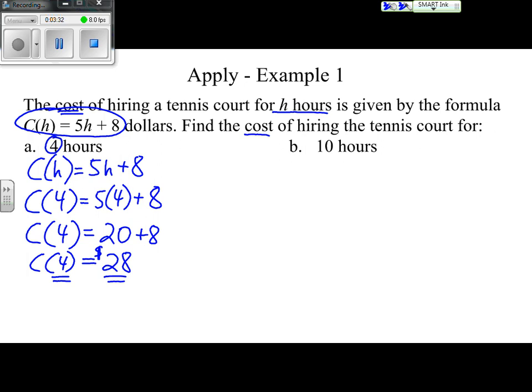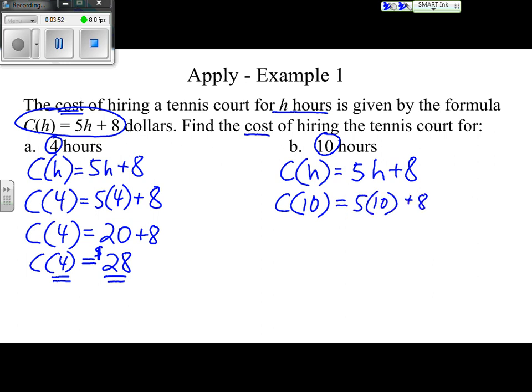Let's do this one more time. Now we're going to do it for 10 hours. So again, I'm going to write down my original function. C of h is equal to 5h plus 8. That hasn't changed, but now what's going to change is the value that I'm plugging in. So I have the cost now of 10 hours of tennis. My input is 10. 5 times 10 plus 8. So I'm going to end up with 50 plus 8, or the cost of 10 hours of tennis is $58.